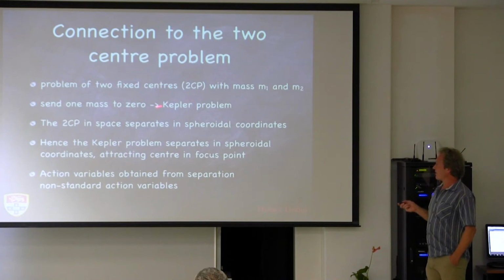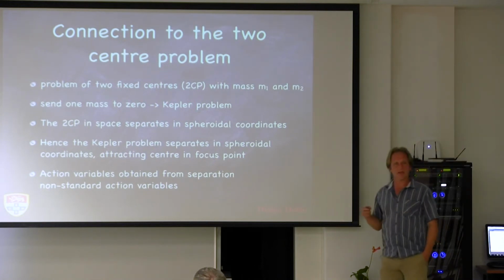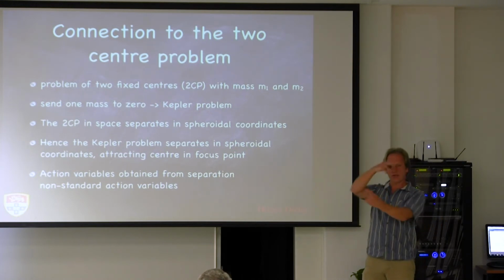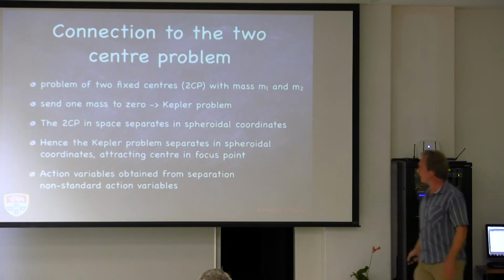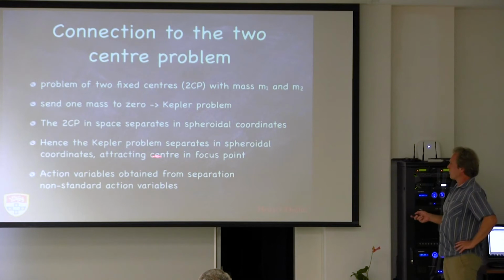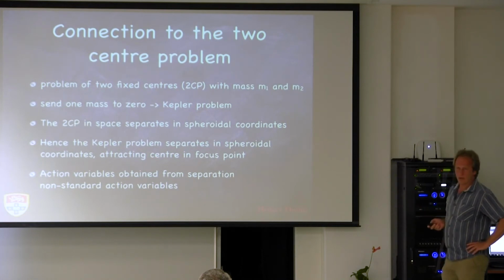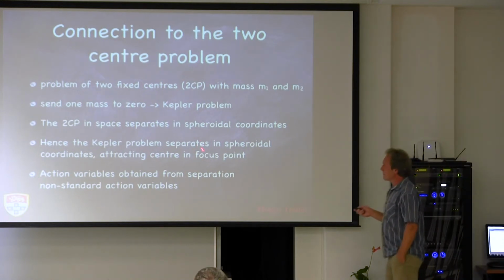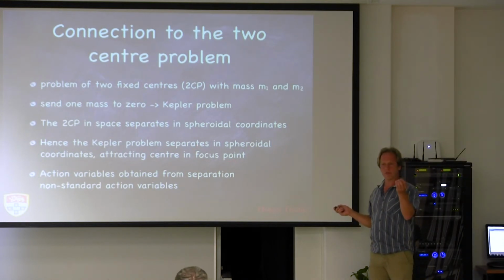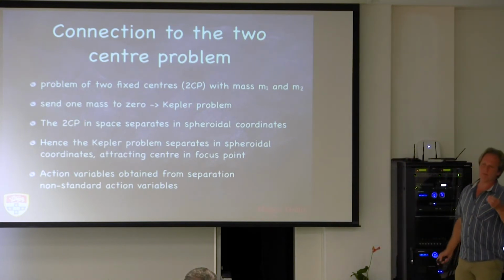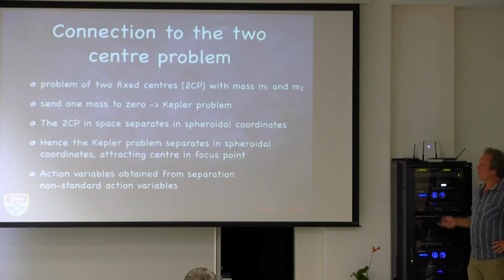And when you do this, you end up with a version of the Kepler problem that is written in spheroidal coordinates. Spheroidal coordinates are basically elliptic coordinates rotated around an axis. So take elliptical coordinates and rotate them. So the Kepler problem separates in spheroidal coordinates. And this is, of course, also very well known. And that is the special thing about our choice of G. Our G comes from separation of variables, but separation of variables in a non-standard coordinate system that you may want to think of as coming from the two-center problem.